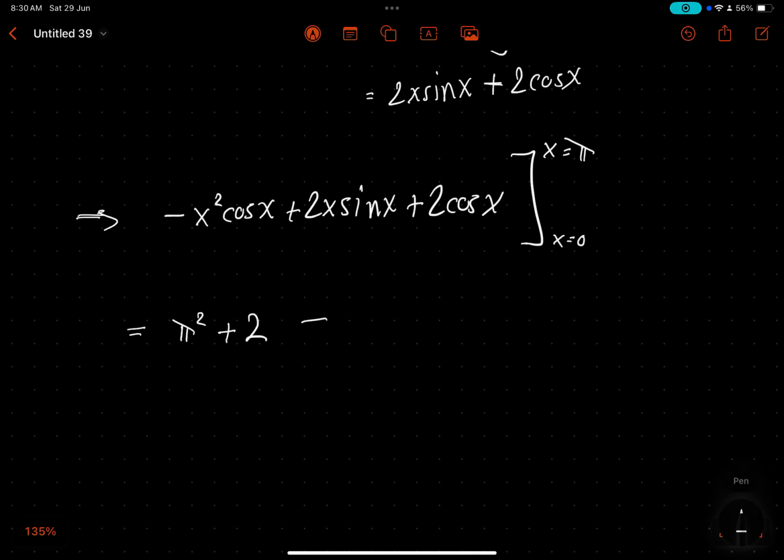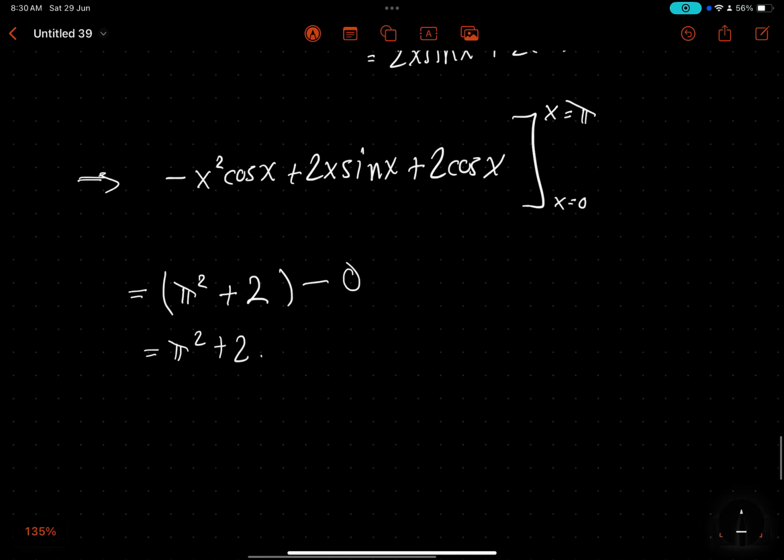Okay, and then minus, if we evaluate at 0, it's going to be 0. Cosine of 0 is 1, but x will make it 0, and here also we have 0. So it's just minus 0. So our answer is pi squared plus 2.